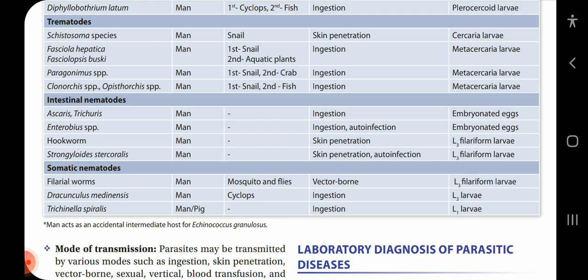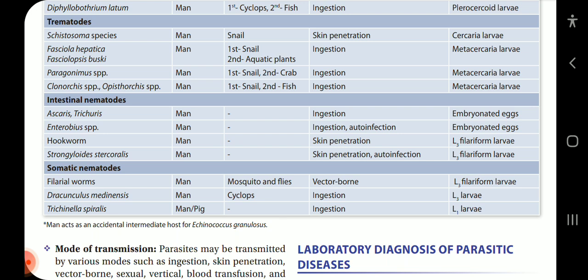Now, lastly, somatic nematodes. Filarial worms: definitive host man, intermediate host mosquito and flies. Transmission is vector borne and infective form is L3 filariform larvae. Dracunculus medinensis: definitive host man, intermediate host cyclops, mode of transmission ingestion, and infective form is L3 larvae. Trichinella spiralis: definitive host man or pig, mode of transmission ingestion, and infective form is L1 larvae.